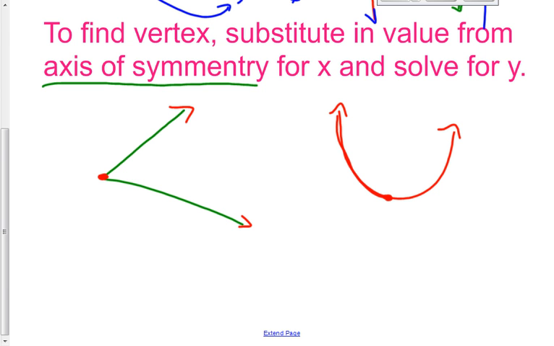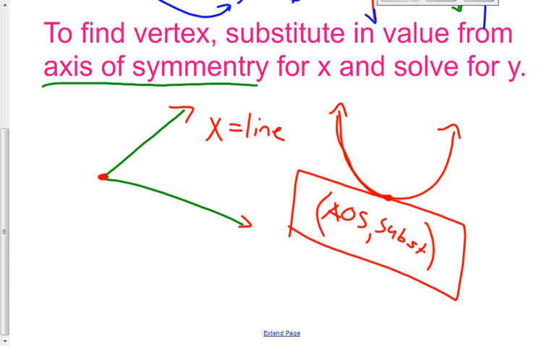Your vertex is always going to be at the axis of symmetry for the x value, and the y value you find, just like it says up there, by substituting in that x value. We're going to have more practice with that when we get to our problems as well. But our axis of symmetry is always an x equals line, and our vertex is always an xy ordered pair. The x coordinate is the axis of symmetry.